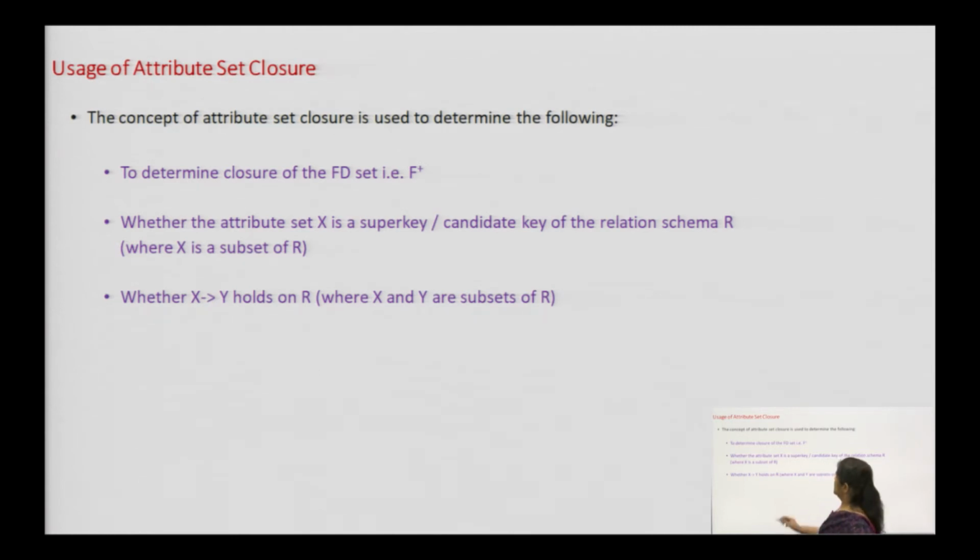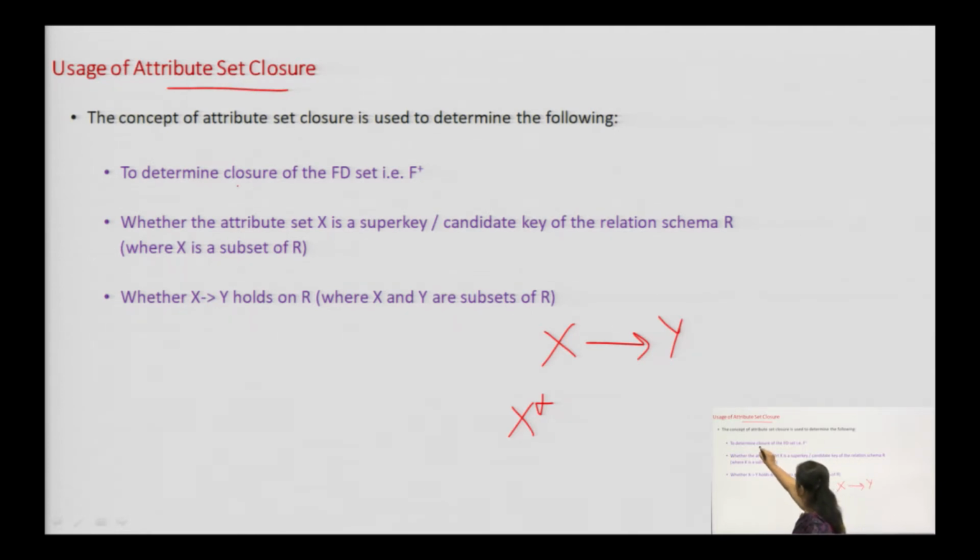Now, let us see the usage of attribute set closure. In the last lecture, we said that if X to Y is a functional dependency, where X can be a single attribute or a combination of attributes and Y can be a single attribute or a combination of attributes, then the closure of the attribute set X is all the attributes that are determined by or are dependent upon X. And we had used the attribute set closure to determine the closure of the functional dependency set, that is F plus.